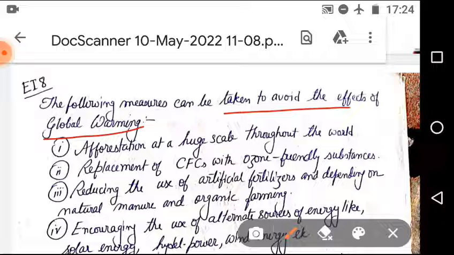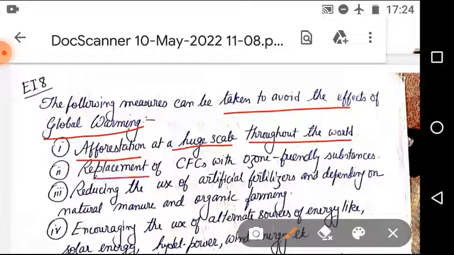First, we have to do afforestation on a huge scale throughout the world. Why? Because planting more trees will absorb more carbon dioxide. Most of the greenhouse gas is carbon dioxide, isn't it? So there will be some reduction in the global warming temperature.